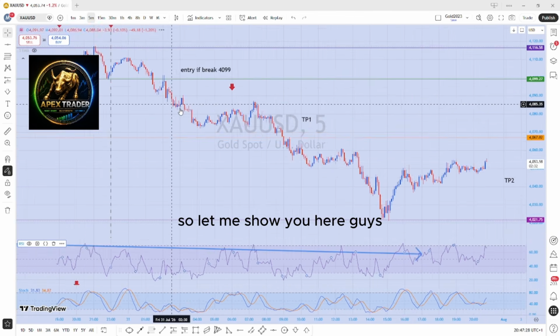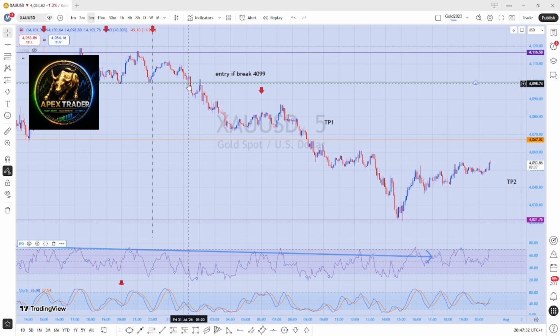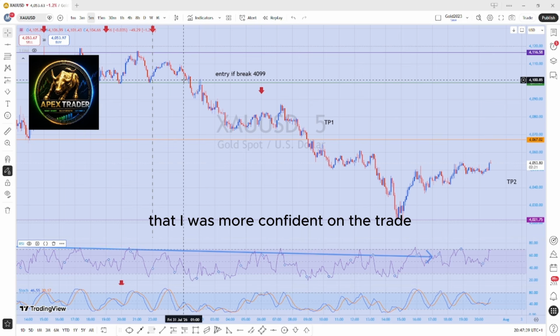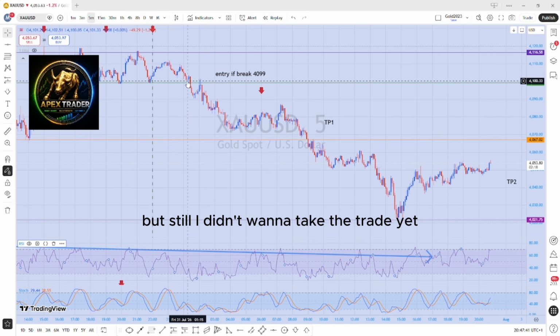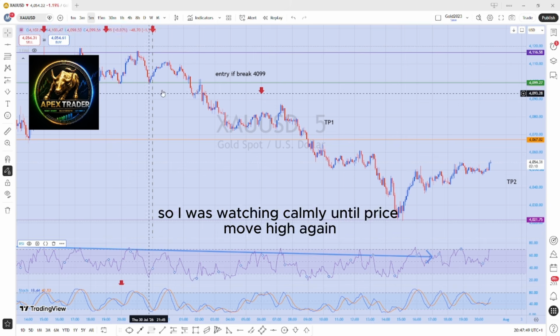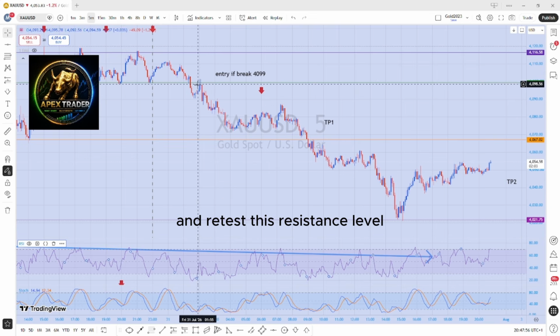So let me show you here, guys. When the price finally broke the 4,099 with this beautiful bearish candle, I was more confident in the trade, but still I didn't want to take the trade yet, due to this little price movement here. So I was watching calmly until price moved high again and retested this resistance level.